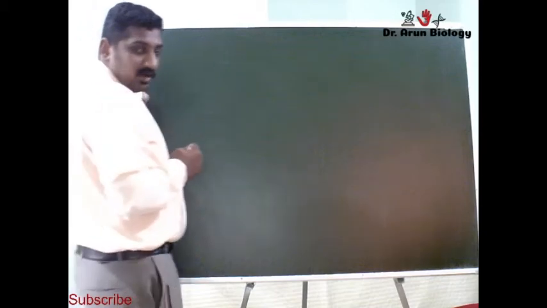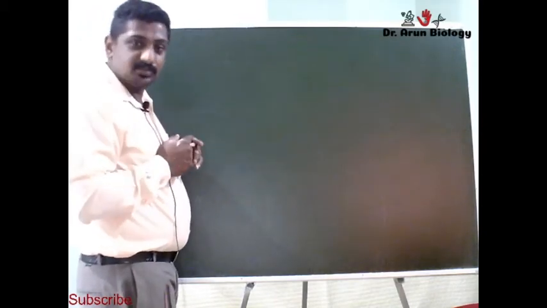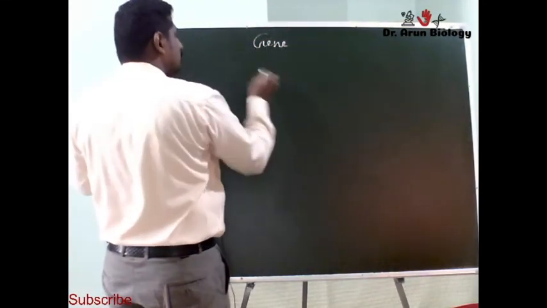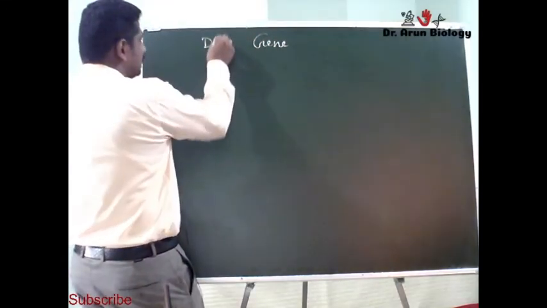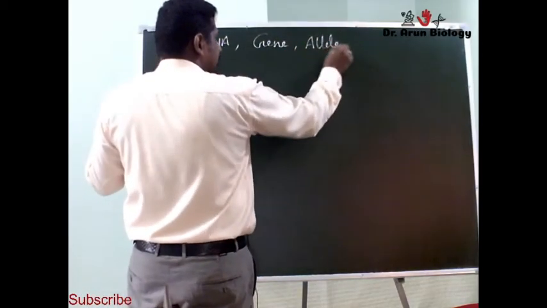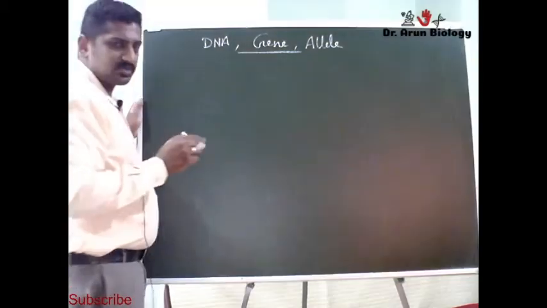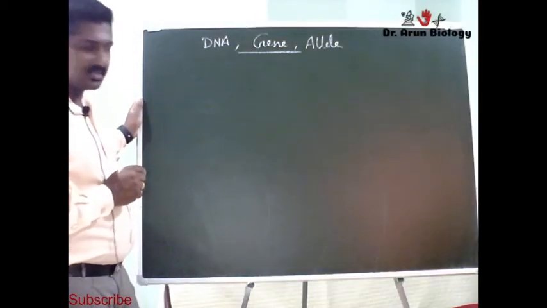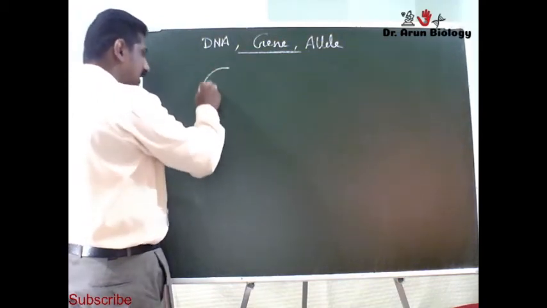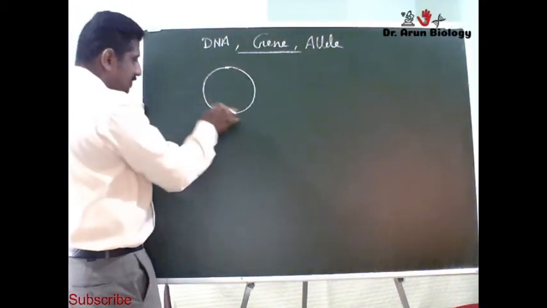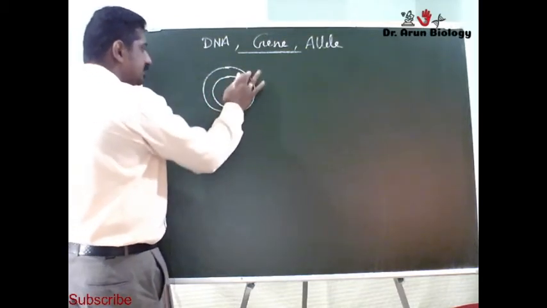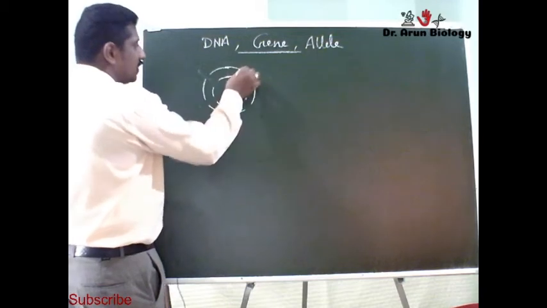Now, a very important doubt which most of the students have is: what is a gene? What is DNA? What is an allele? What is a chromosome also? To understand that, I'll tell you some simple basics. It is a nuclear membrane, and you know it is a discontinuous membrane because it has nuclear pores.